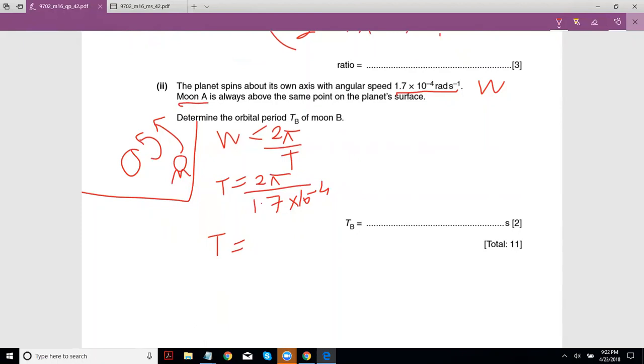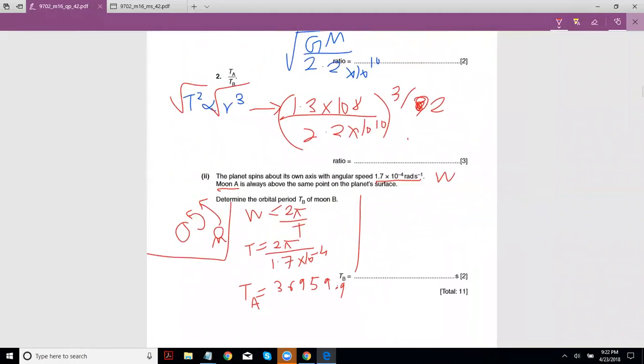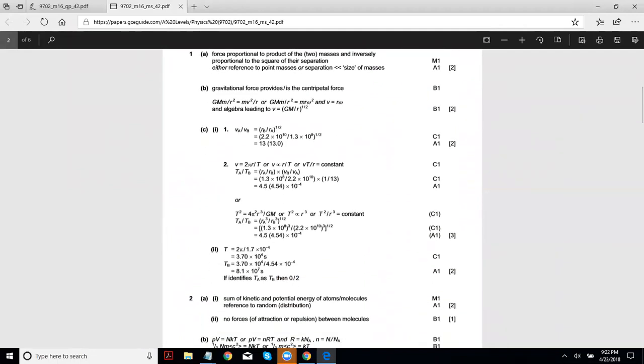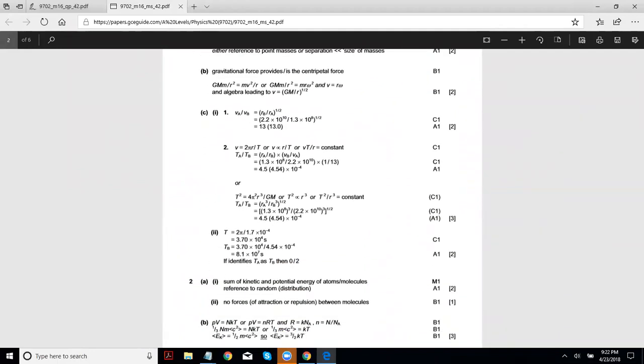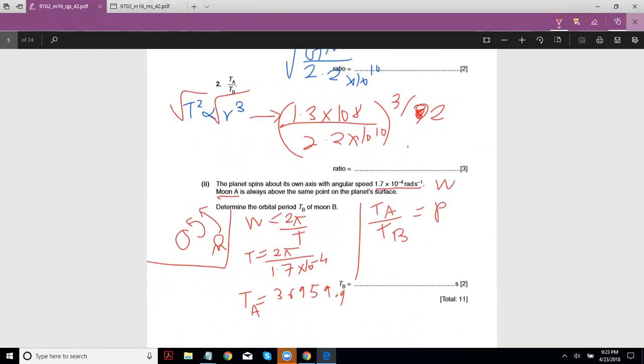So 2π divided by 1.7 is giving you a value of 36959.9. A very awkward way to write it, my apologies. And then this is basically of moon A. TA over TB is what? It is whatever answer was here. I didn't calculate it, so let's just pick it from part 2. Just write the part 2 answer, multiply करना है. Oh yeah, right. Okay, so yeah, and this is basically part 2 ka answer.